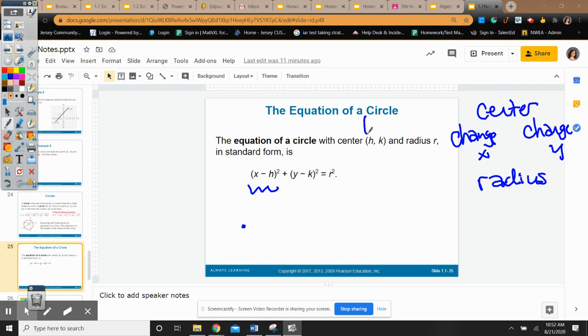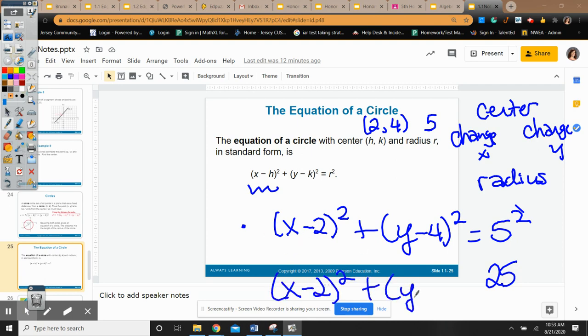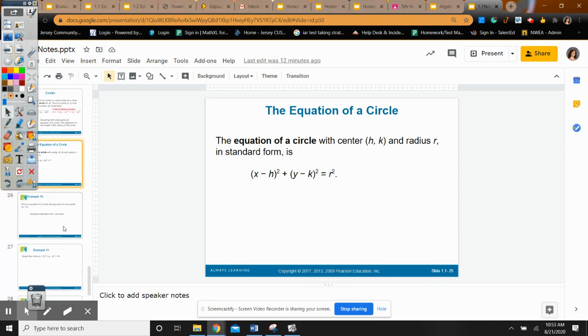So if the center was 2, 4, and the radius was 5, I'm going to change the sign of the 2, so it'll be x minus 2 squared, plus, change the sign of the y, minus 4 squared, and it always equals the radius squared. It does come from the Pythagorean theorem, so it has that look of the Pythagorean theorem there. We would go ahead and finish that out and say 25, but they're going to let you just leave it in parentheses, I think. Later, we'll talk about conics, I think second semester, where we'll do some more expanding with that. They just want you to change the sign, equal the radius squared.